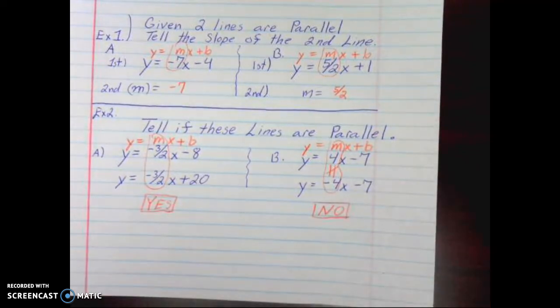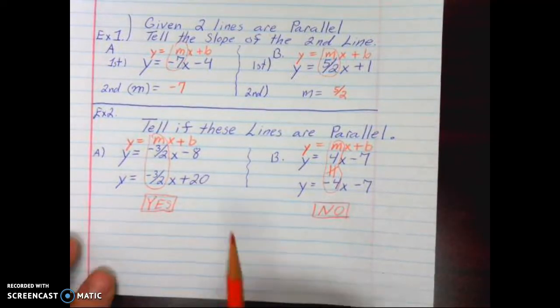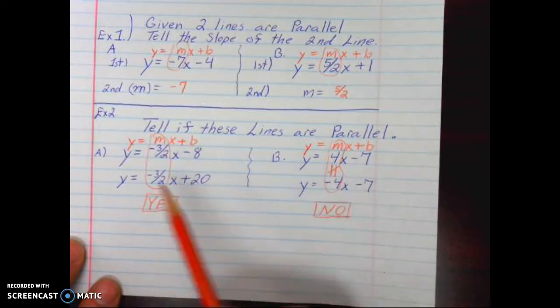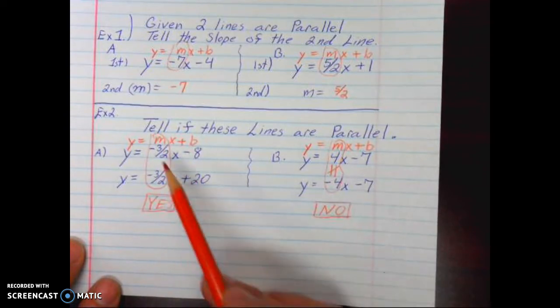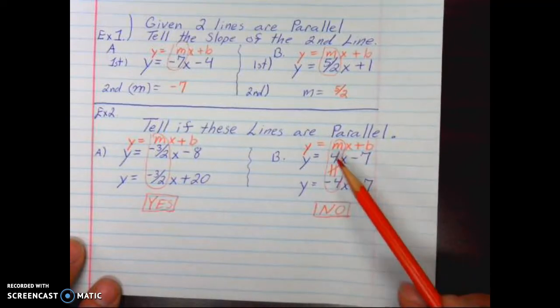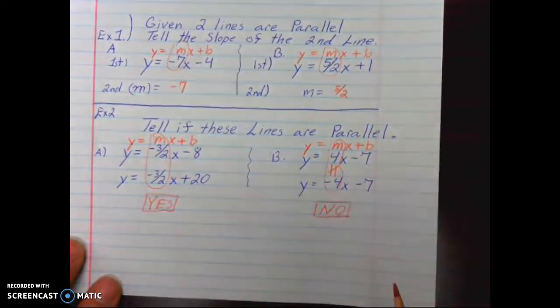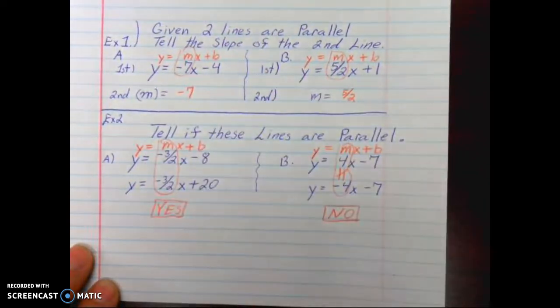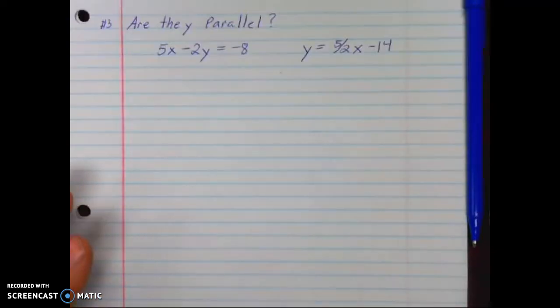So that's how you tell if two lines are parallel. You just make sure that they're in the slope-intercept form, and you compare the number in front of the x. If they're the same, yes. If they're different, and yes, one being positive, one being negative, means they're not the same. All right, so that's if they're in this formula. So make sure that you have number 1 and number 2 all copied down, and now we're going to go on to number 3.